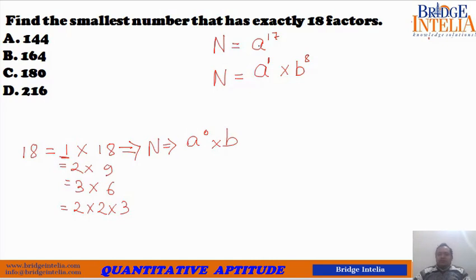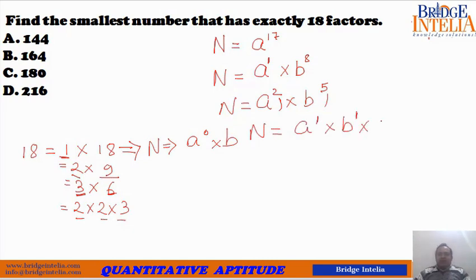So these are the various possibilities of the format of n. n can be of this format and you will get 18 factors, or else n can be a to the power 1 into b to the power 8, or else n can be of the format a square into b to the power 5, so that you add plus 1: 2 plus 1 is 3, 5 plus 1 is 6. I am reverse calculating this. Based on this, n can be of the format a to the power 1 into b to the power 1 into c square. So these are 4 possible formats.